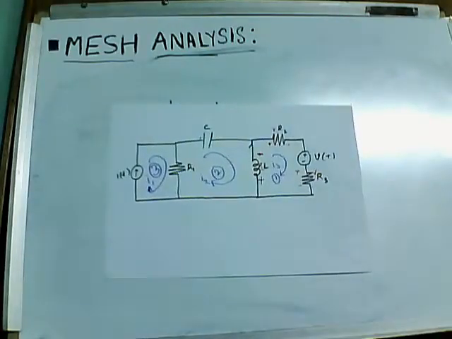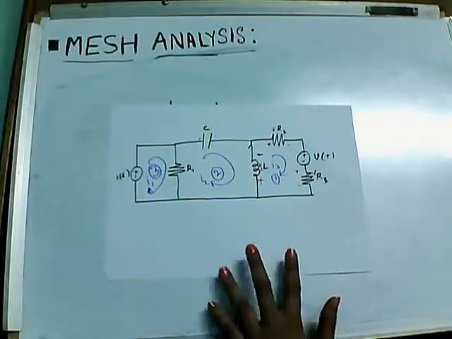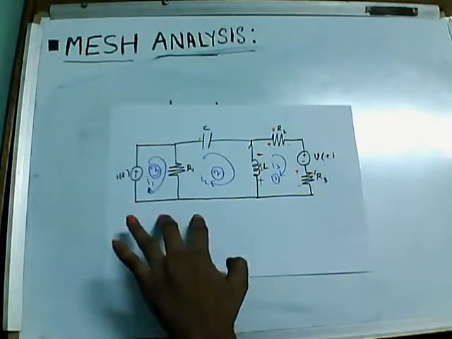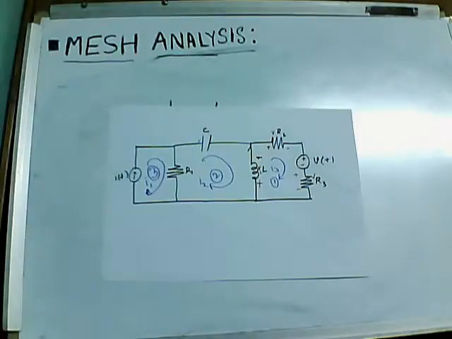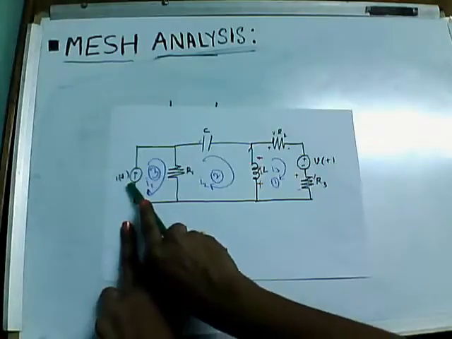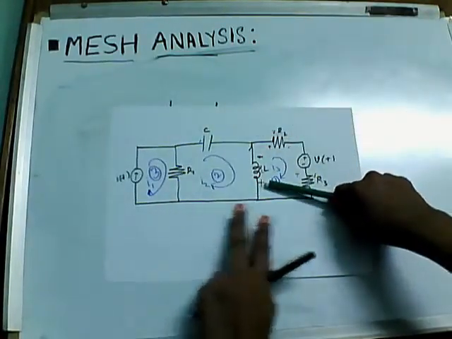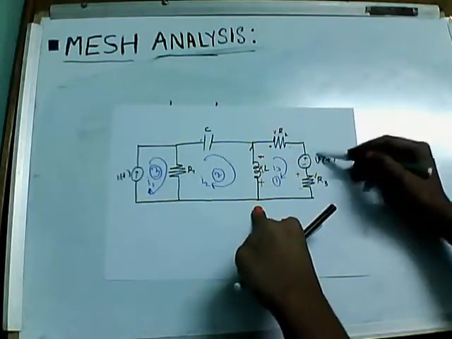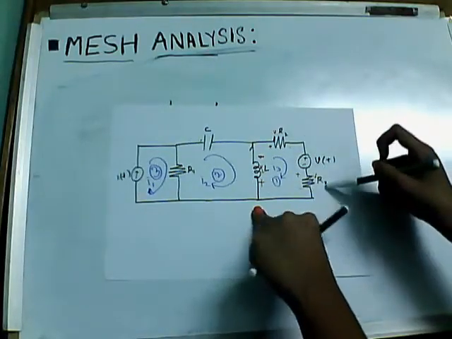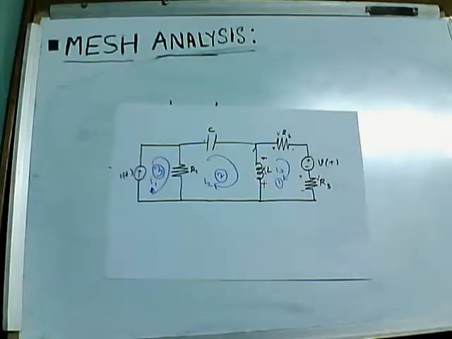Let this be the circuit and we're going to apply mesh analysis to it. Here we have a current source, resistor, capacitor, inductor, resistor, voltage source and a resistor again. So how do we write KVL? We have three particular rules for writing KVL.